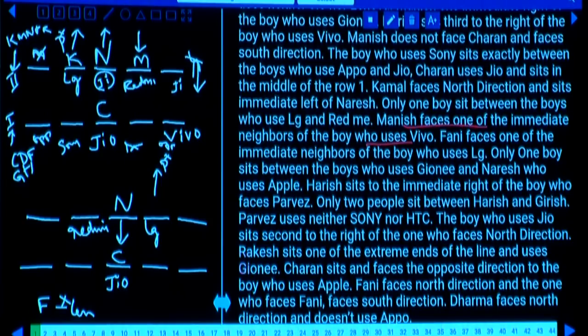Hari sits third to the right of the boy who uses Vivo. And this person who uses Vivo must be facing towards south. 1, 2, 3, Hari will be here. Are you following this or not? Vivo is the person who is using Redmi, an immediate neighbor of the person who is facing Redmi. Vivo will be at this place and Hari is third to the right.